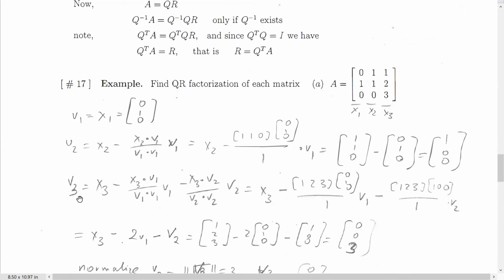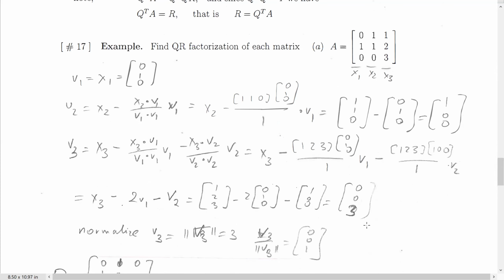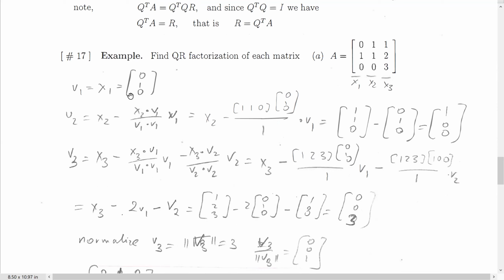Then v3 is calculated as x3 minus the projection on those two. So just substitute the calculations, x3 minus, I'm calculating this scalar. Now I have x3 dot product v1 and so on. I calculate the scalars. If you perform the calculation, the first scalar is minus 2. This scalar is minus 1. So I have x3 minus the first scalar times v1 minus the second scalar times v2. If you substitute the vectors, that's what I'm obtaining, this vector. So now we have the vectors v1, v2, and v3. And those three vectors are orthogonal.